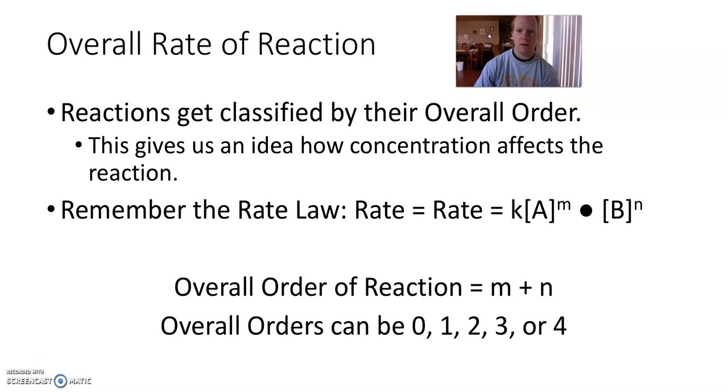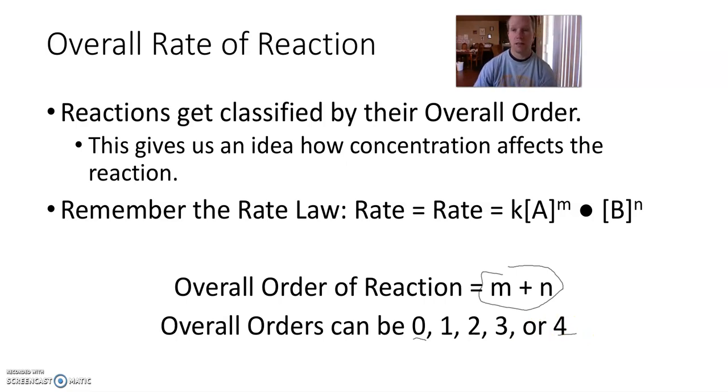Okay, so now we've got this. We've got our orders of reaction for our single concentrations, right? And then we've got our overall order of reaction. So our overall order of reaction, you guys, is this, M plus N. So we can have anything from 0 for our overall reaction all the way up to 4. Okay, so we call those 0, first, second, third, and fourth order reactions.